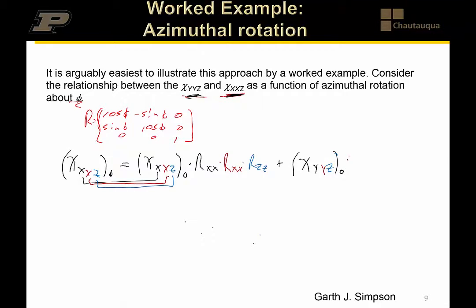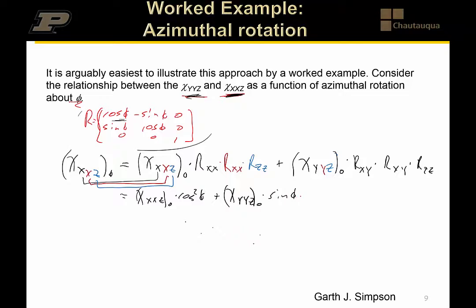By analogy, I'll skip the color coding on this one just for simplicity. This will be Rxy, Rxy, and Rzz. So if we evaluate what all of these are, given our rotation matrix here, we're going to end up with χxxz initial times, this is the xx position, so I'll have a cosine, cosine, and 1. Cosine squared phi plus χyyz in our initial reference frame times xy is this one, so I'll have a negative sine phi but squared, so that'll be sine squared phi.